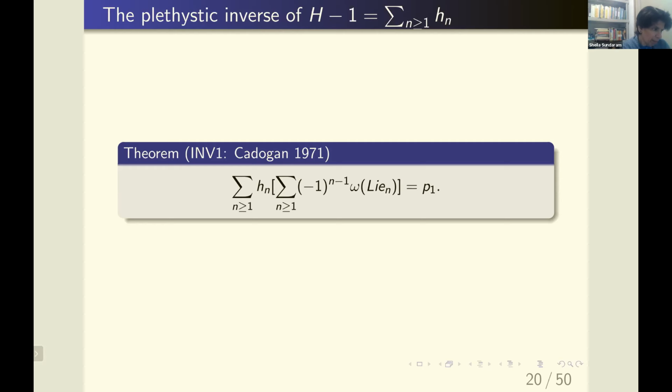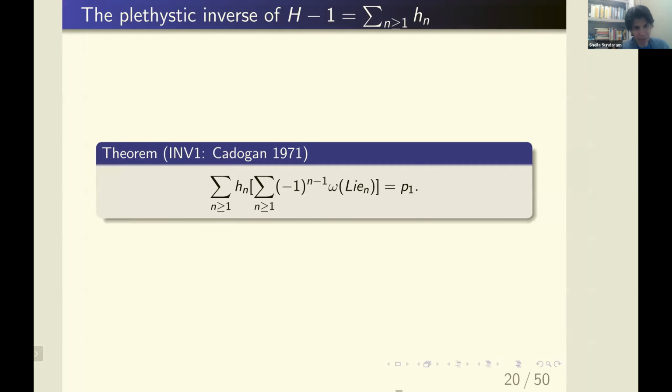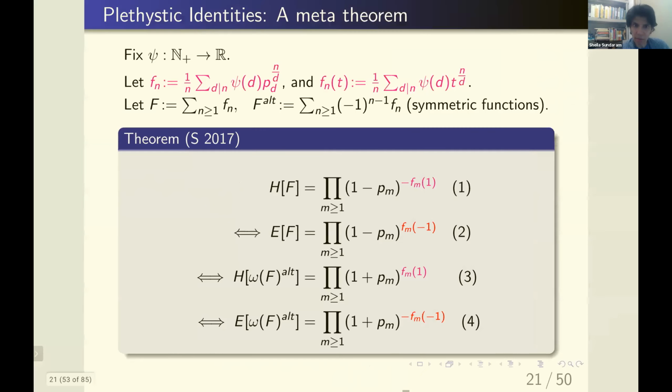Okay, so as I said in the beginning, there are a lot of these plethystic identities that seem sort of close, but if you're looking at it for the first time, you can't quite put your finger on it because suddenly there's an alternating sum, suddenly you're tensoring with the sign. So they're close, but not really close. So here's a meta theorem that I came up with while trying to understand what was going on. They all seem to have this general formulation.